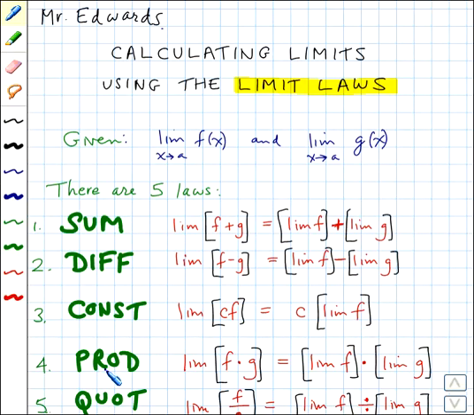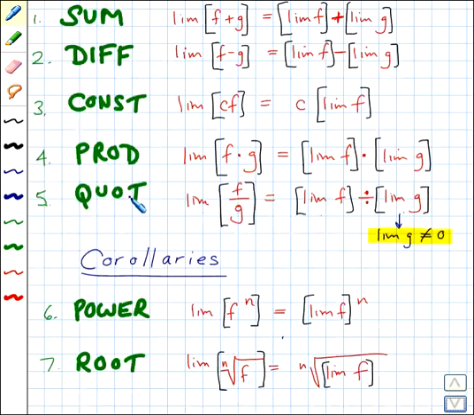The 4th law is the product rule, which simply says that the limit of the product of two functions, if f and g are being multiplied together, is equal to the product of the limits, limit of f times the limit of g. And finally, the quotient rule says that if we have the limit of the quotient of two functions, f divided by g, that's equal to the quotient of the limits, the limit of f divided by the limit of g, provided that the limit of g does not equal 0, so we don't have the problem of having to divide by 0.